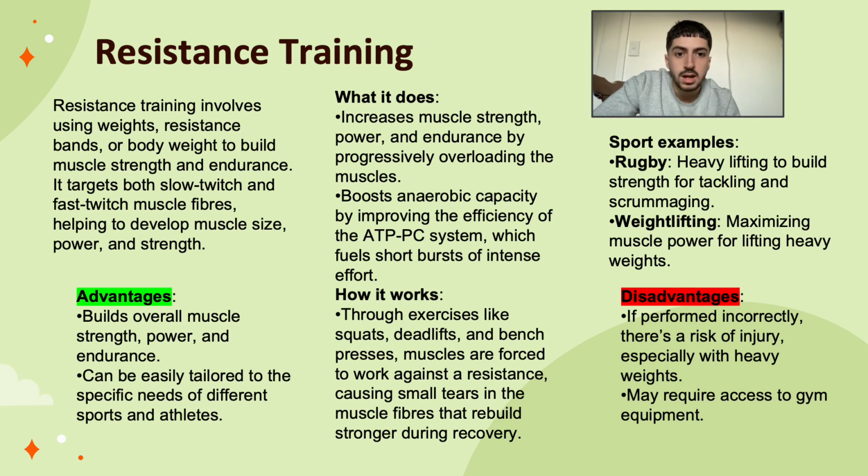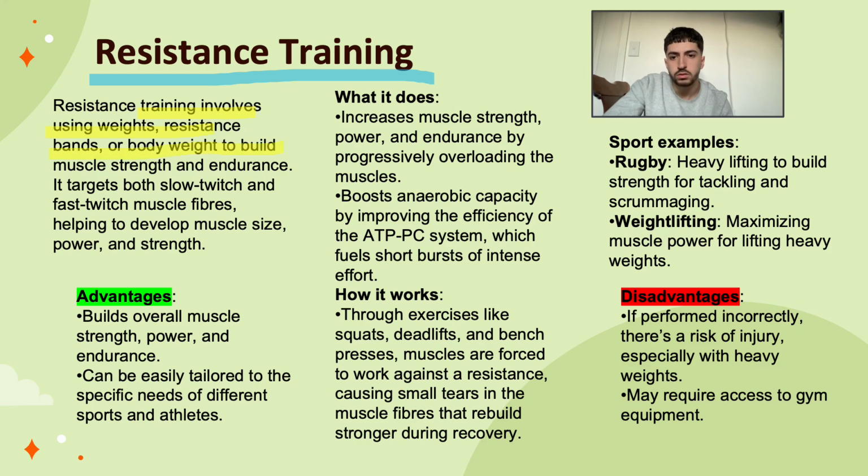Now, looking at our last one, we've got resistance training. Resistance training involves using weights, resistance bands, or body weight to build muscular strength and endurance and power. It is one of the most effective ways to increase muscle size and strength by challenging the muscles through progressive overload. So a few things that I'll highlight. It involves using weights, resistance bands, or body weight to build muscle strength and endurance. It's also important to remember that it targets both slow twitch and fast twitch muscle fibers, helping to develop muscle size, power, and strength.